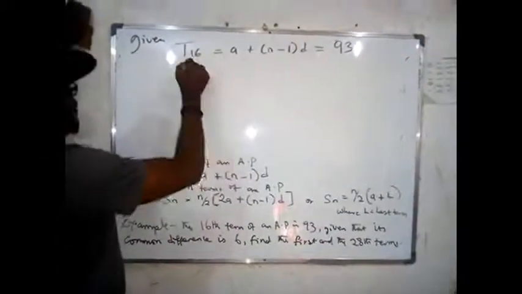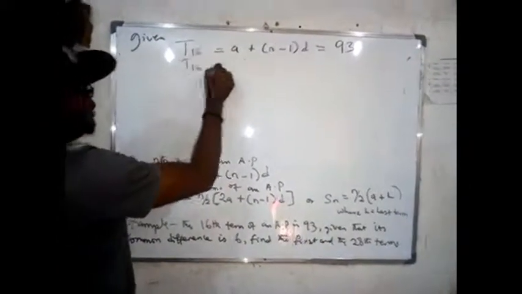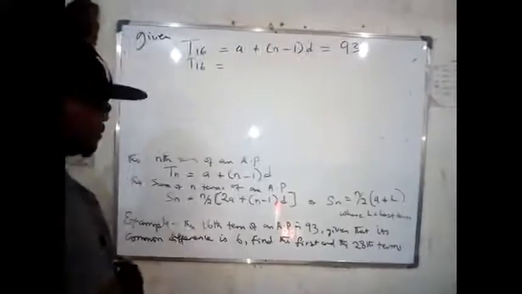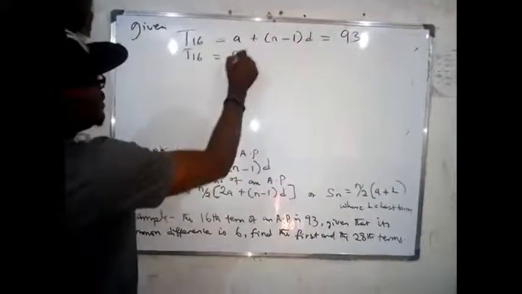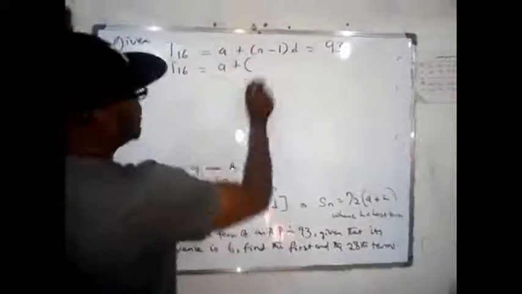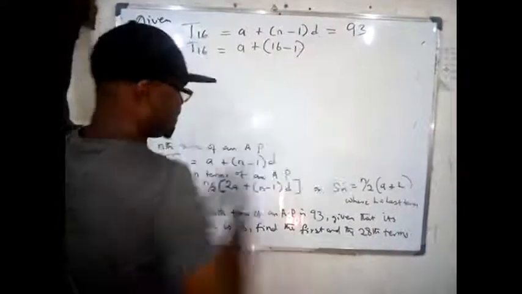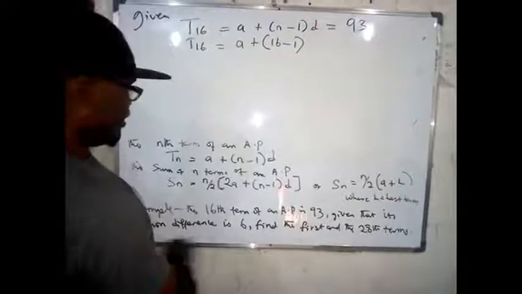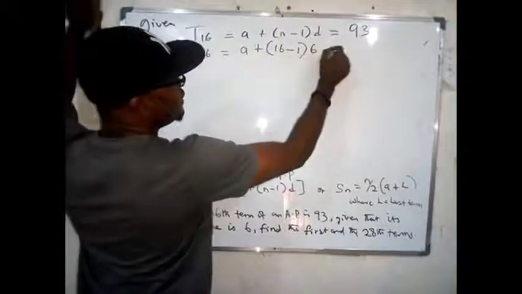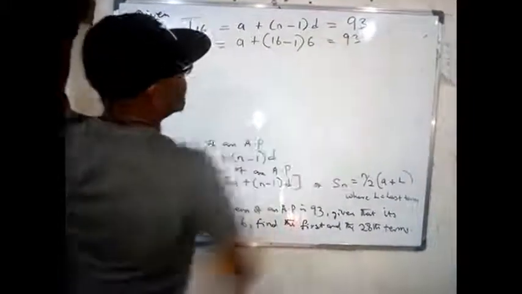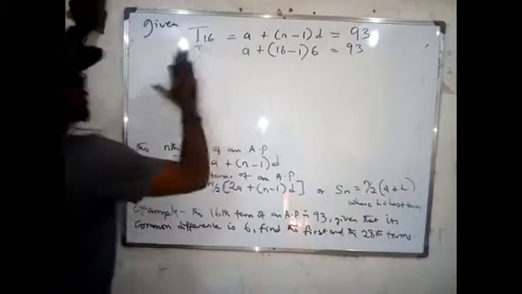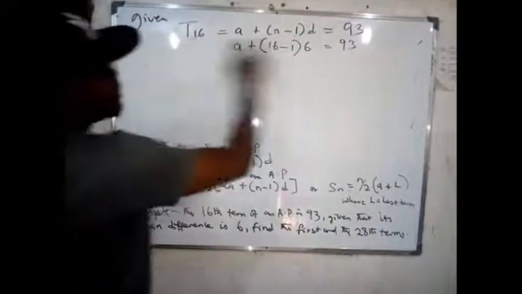So if we impute our values, we have a is what? What's the first term? Not given. So you write a the way it is, plus n minus 1, where n is 16. What is d? Common difference is 6. It's also given, isn't it? Equals 93. Is that clear? So since there is an equal sign here, we can remove this because the 16th term is already equal to 93.